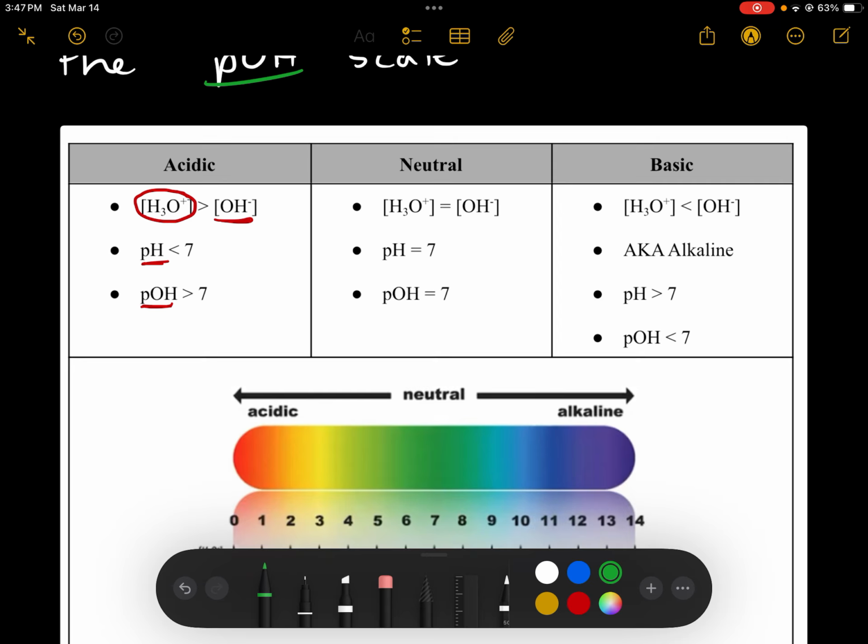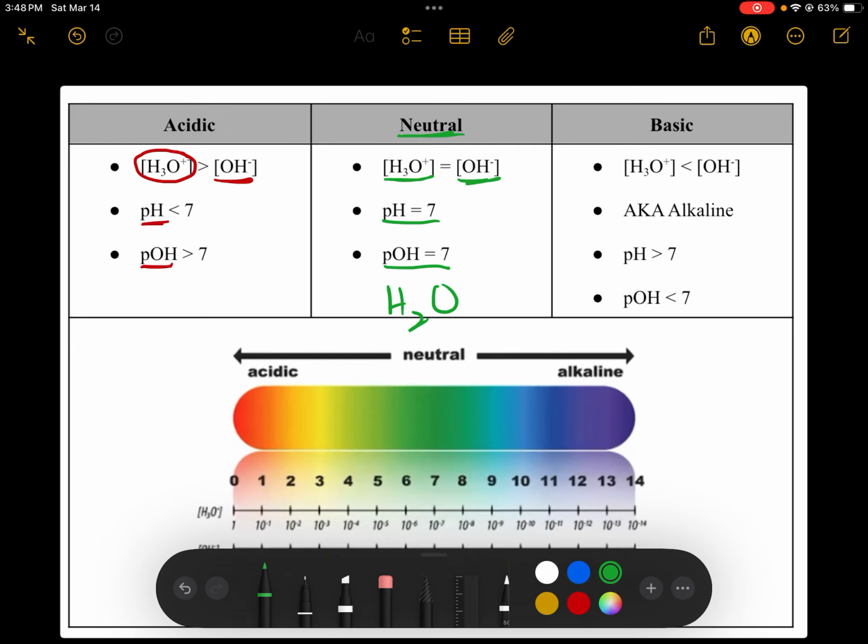If we have a neutral substance, that means that the concentration of hydronium and the concentration of hydroxide are equal to one another. Their pH will be equal to 7 and their pOH will be equal to 7. Again, your substance that you need to know is neutral would be water. And it makes sense as to why water happens to be neutral, because water is literally made up of a hydrogen and a hydroxide. It's made up of an acidic and a basic substance, so putting them together makes it neutral.